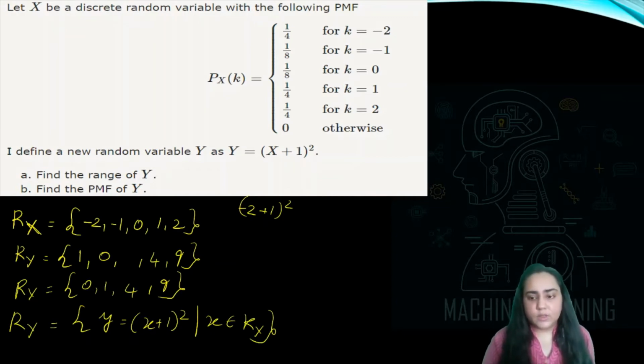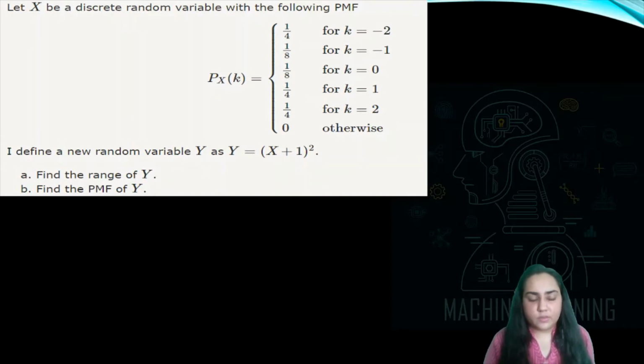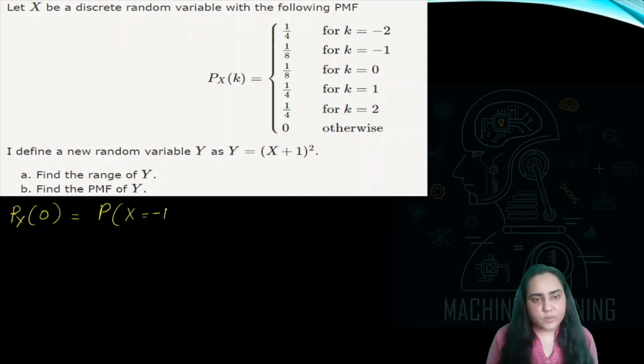We want to calculate the PMF of y. How do we do that? It's fairly simple actually. All you have to do is find the different probabilities of y. So let's first find the probability of y being 0. When can y be 0? When x is equal to -1. So when x is -1, then y is 0. So this is actually the probability of x being -1. What is the probability of x being -1? It is 1 by 8.